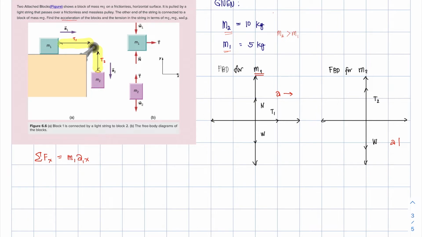Nakita na ninyo, ano man ang nakita ninyo? The sum of the forces in x will just be your tension, which is situated on the positive side of the axis. So you have positive T, and there are no other forces there because we assume that friction is zero or negligible. And then you just equate it with m1 a1x. So I am highlighting this one, and I will call this my equation 1.